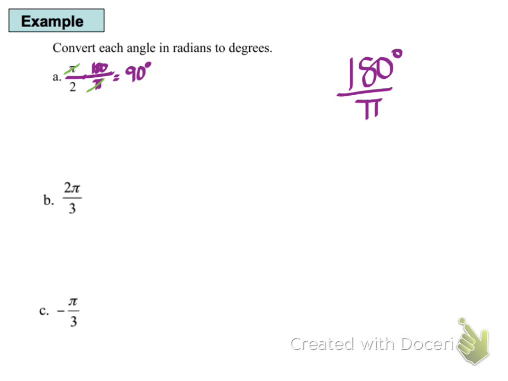Part B, 2 pi over 3. Again, the same process. We're going to multiply by 180 over pi. Now, I'm going to cancel out the pi's again right away. And you could do 2 times 180, which is 360, and divide by 3, and you'll get 120 degrees. Another way to get the 120 degrees is to say, you know what, 3 goes into 180 60 times, and 60 times 2 is 120. So lots of ways to get to these answers. Lots of ways to reduce these fractions.